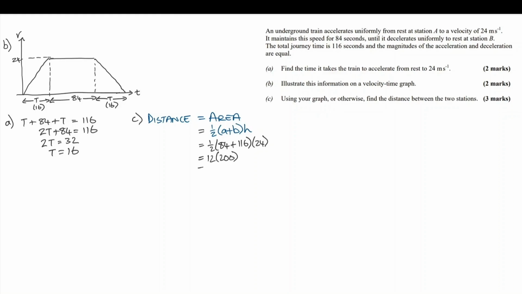All right, so now we've got 12 times 200. I can do this all in my head, no need for a calculator. That gets us a distance of 2,400 meters. The distance in between station A and station B is 2,400 meters.